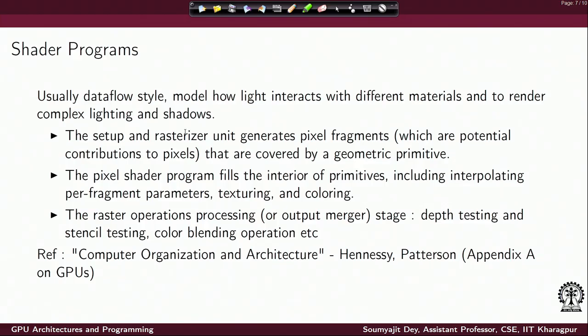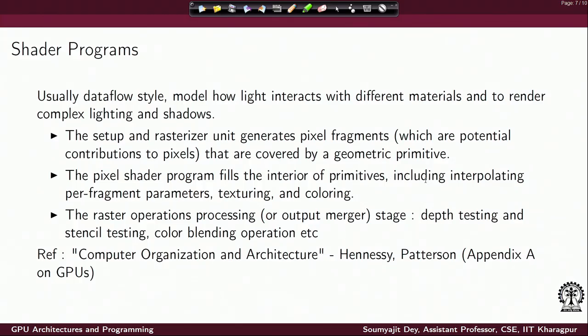So, a typical shader program will interact with several specific units that generate some specific components of the output graphics. For example, there would be the setup and rasterizer unit that would generate the pixel fragments that are potential contributions to pixels and covered by a geometric primitive. The pixel shader program is the one that fills up the interior of the primitive. So, the first one generates the fragments to be covered by the geometric primitive. The interior will be painted by the pixel shader program.